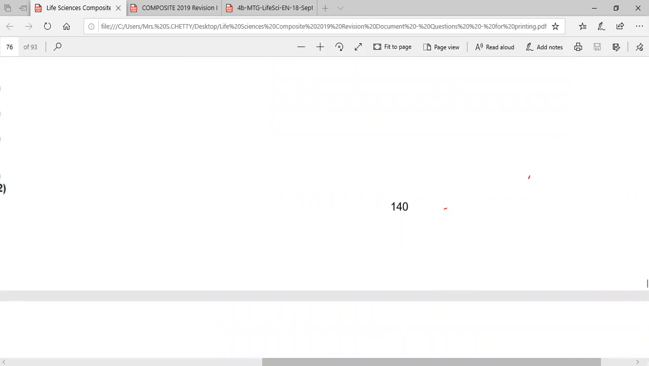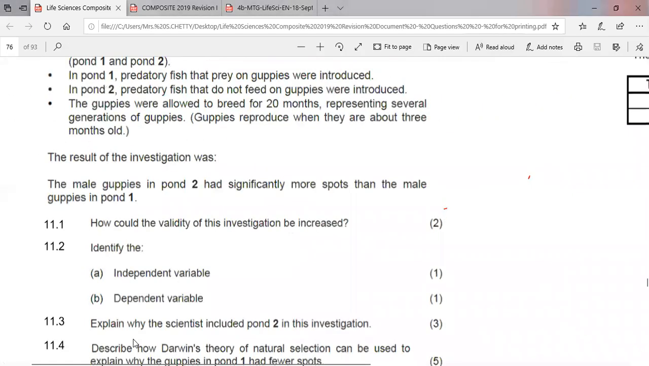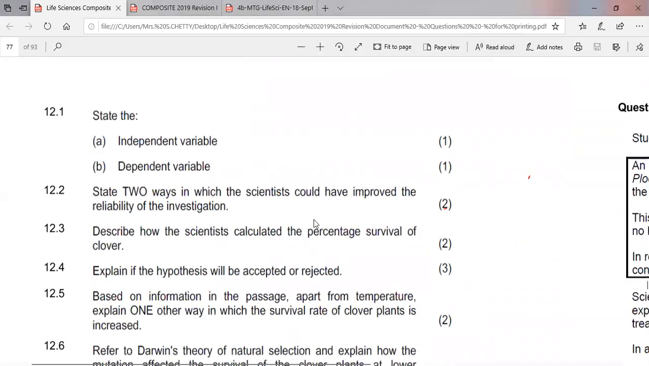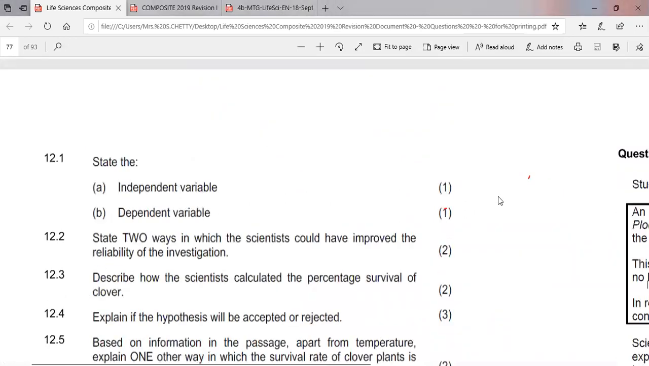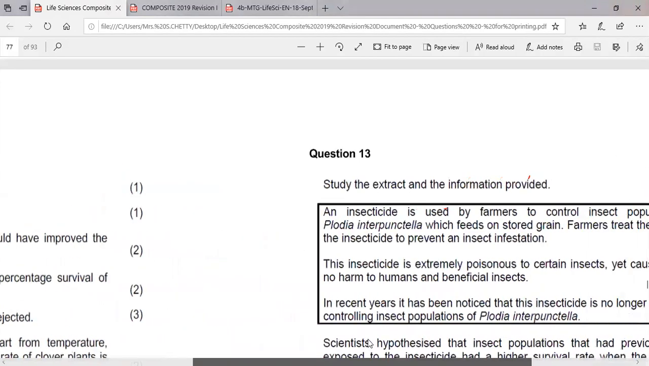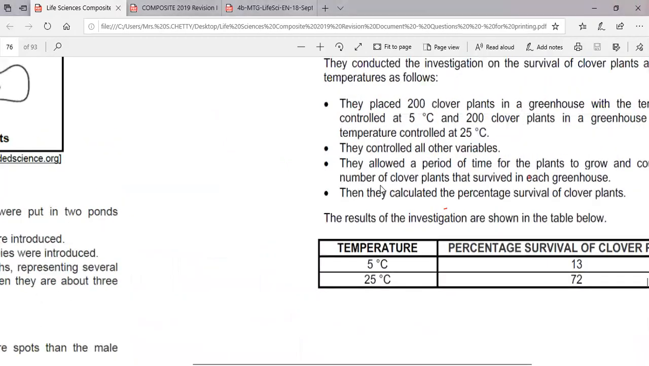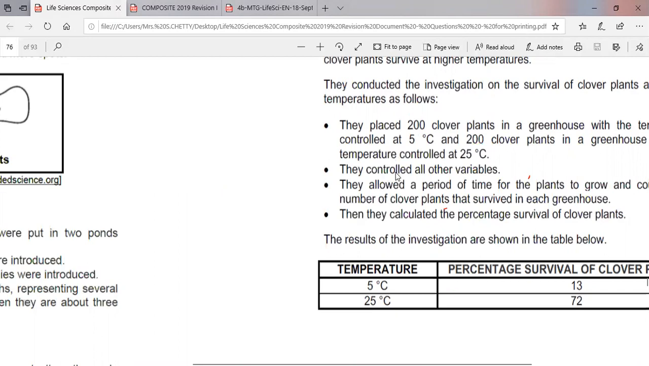So let's see what the questions would be like. State the independent variable and dependent variable. What was the one thing that they changed? They changed the temperature. Dependent variable would be the number of clover plants that survive. State two ways in which they could have improved the reliability. Of course, they had a large sample. If you wanted a larger sample, okay, but very importantly, repeat the investigation. Just don't do it once and come to a conclusion. Repeat the investigation. What do you think would be the other one?